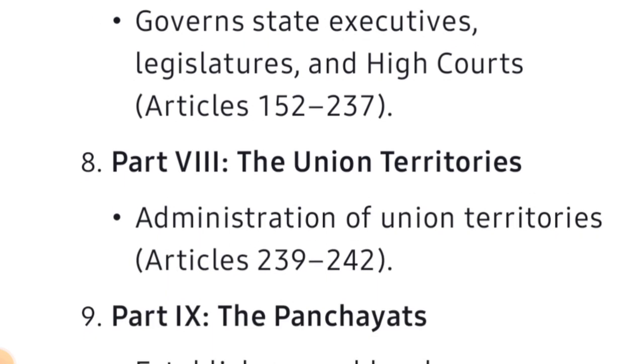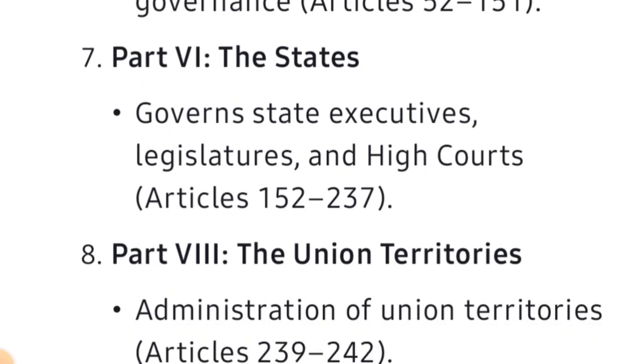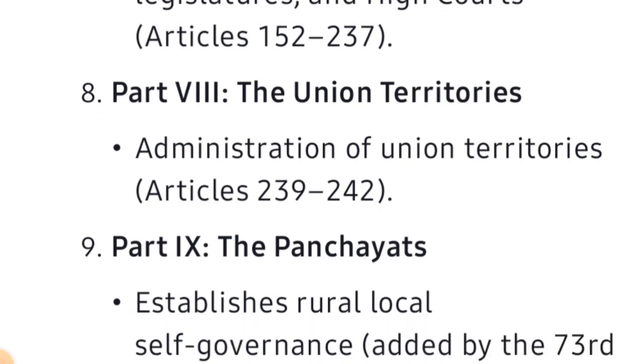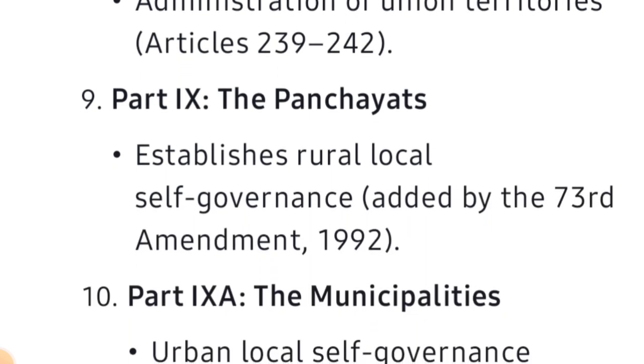Then there is Part 8, which contains the Union territories. Our country has states, the Union government, the state government, as well as the Union territories. So Part 8 contains the administration of Union territories. It contains Articles 239 to 242. Part 9 is the Panchayats, which establishes rural local self-governance. It has been added by the 73rd Constitutional Amendment Act 1992. Earlier this part was not there.